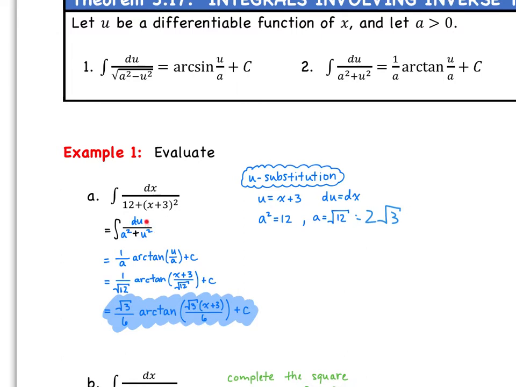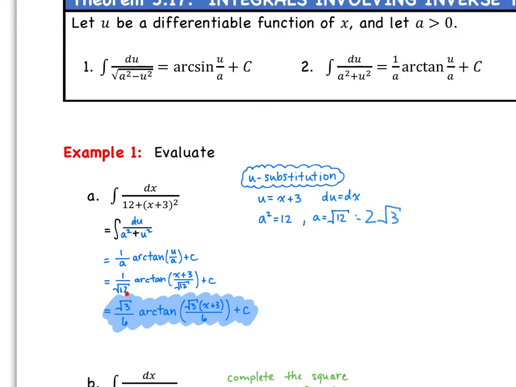Okay, all right, so now when we make that substitution, it works out nicely. We're taking the integral of du over a squared plus u squared, and we should recognize that, hey, that is the integral for arctangent. So when we go through, we integrate it. It's 1 over a times arctangent of u over a plus c. Now we just substitute back. So a is the square root of 12, so 1 over square root of 12 times the arctangent of our u, which is x plus 3, over root 12, plus c.